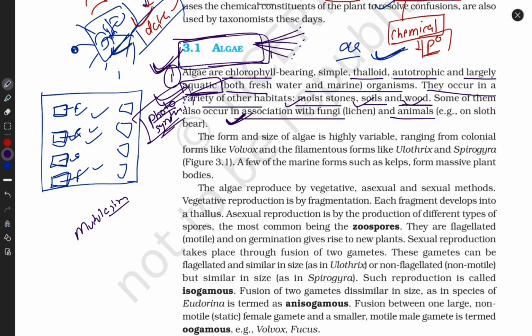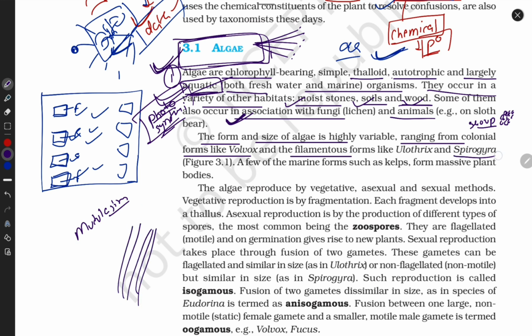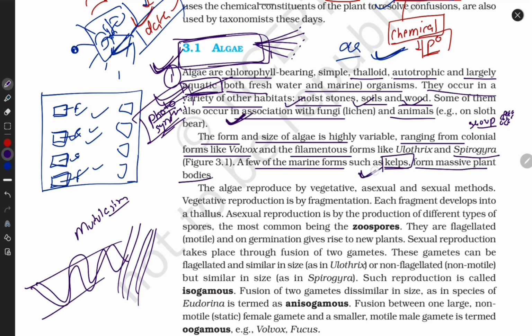Next is their arrangement. They are free swimming, or attached to a substratum. The form and size of algae is highly variable, ranging from colonial, meaning they live in a group, like Volvox. They make a colony, and they can be filamentous like Ulothrix and Spirogyra. Spirogyra structure is like this. A few marine forms such as kelps form massive plant bodies. Kelp is very essential for the aquatic medium. They help maintain aquatic oxygen level and herbivory numbers. They play an important role, so you can make another property.